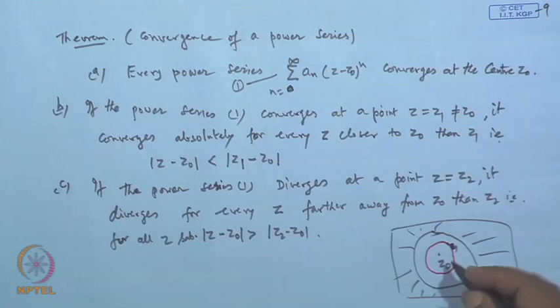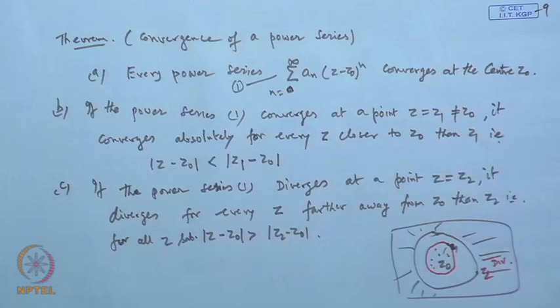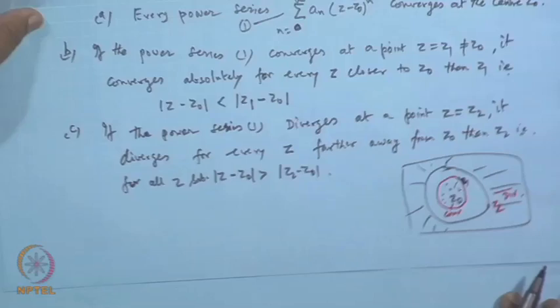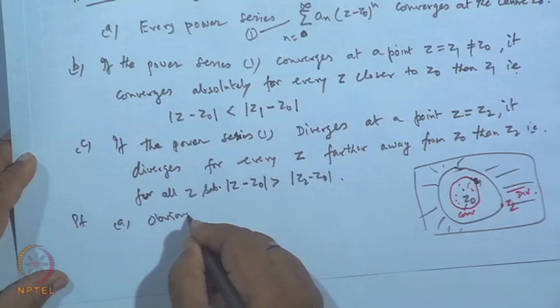And suppose z 2 is somewhere here, this is our z 2, and if the series diverges there, then it will diverge beyond it. Here it will converge, and at the point z naught it is always convergent. So, the first part follows quickly, because when z is z naught, this reduces to a single point a naught, so the series is convergent. So, nothing to prove. The second part, part b, is obviously true.